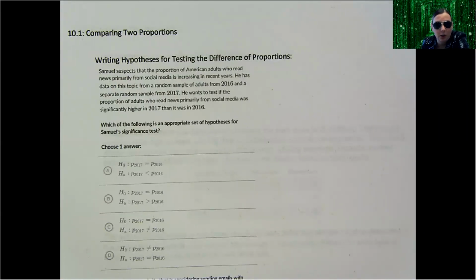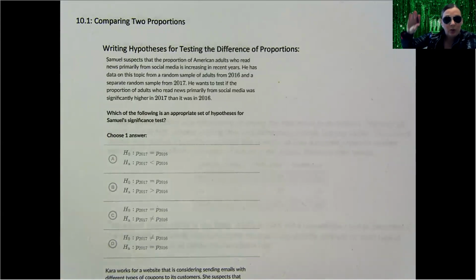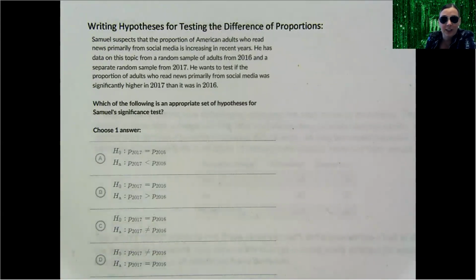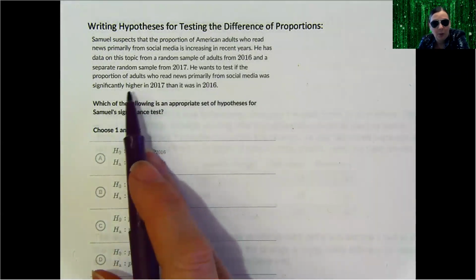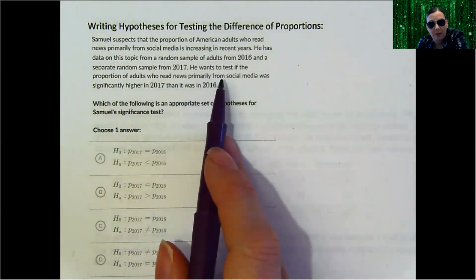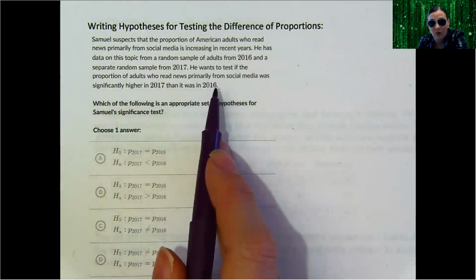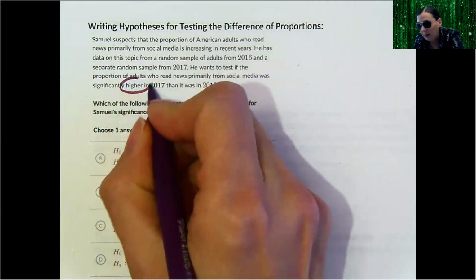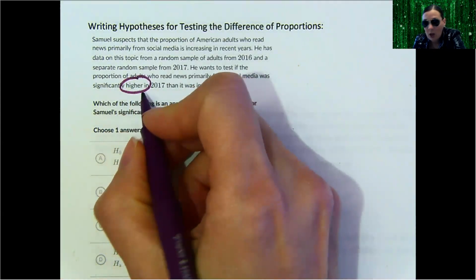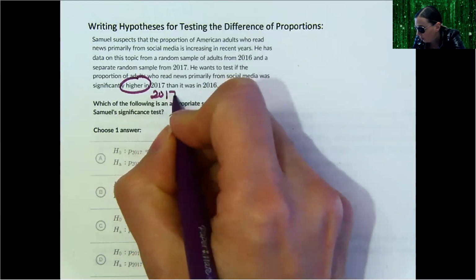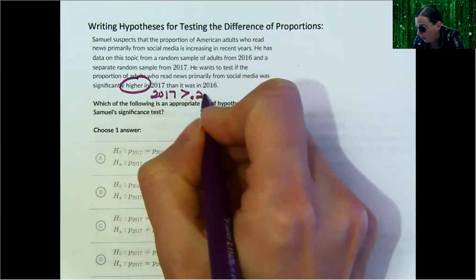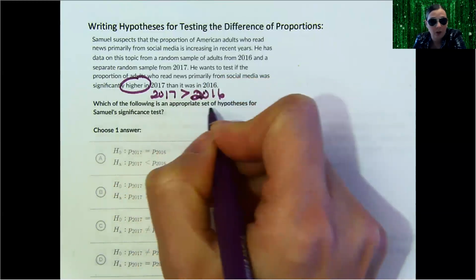Samuel suspects that the proportion of American adults who read news primarily from social media is increasing in recent years. He has data on this topic from a random sample. Way to go, Sam. Random, I like it. He wants to test if the proportion of adults who read news primarily from social media was significantly higher in 2017 than it was in 2018. So immediately I'm thinking about that alternative hypothesis. We want 2017 to be a higher proportion than the 2016 proportion.